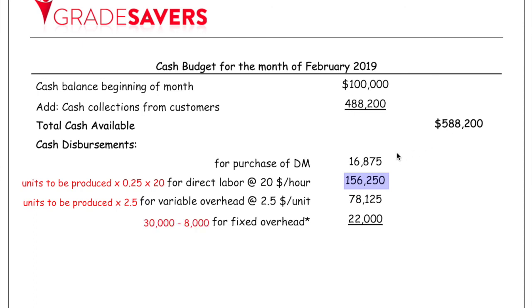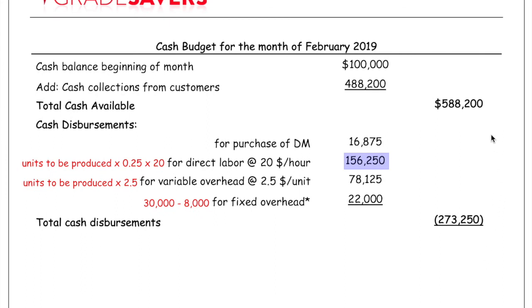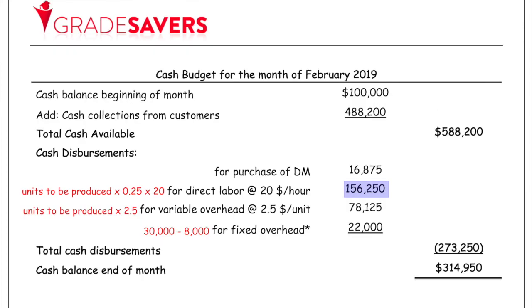Once we've listed all of our cash disbursements, we can add them up and write their total in the farther column. So the total cash that is going to be going out of the firm in the month of February is $273,250. Finally, we can take the difference between the cash that is available and the total cash disbursements in order to figure out the ending cash balance for the month of Feb. So there we have it. This would be the cash budget for this example.